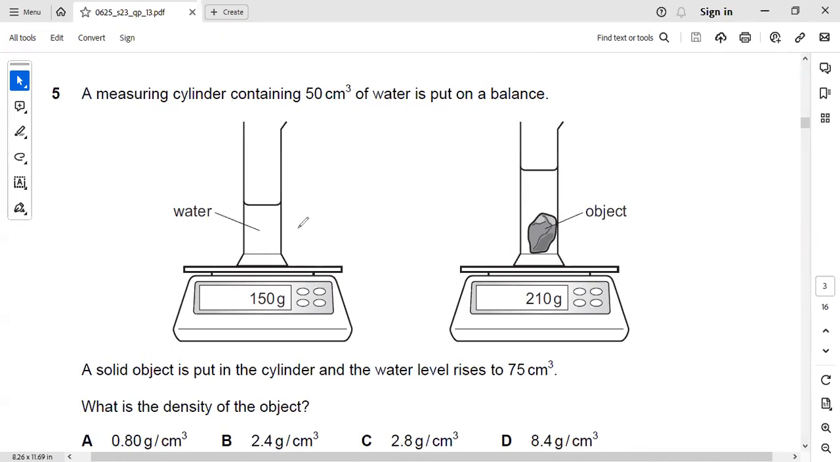Next, a measuring cylinder containing 50 centimeter cube of water is put on a balance. So the measuring cylinder is there, with 50 centimeter cube water, put on a balance. We can see the weight here, 150 gram. A solid is put in the cylinder and the water level rises to 75 centimeter cube. Before it was 50, now it is 75 centimeter cube. What is the density of the object?